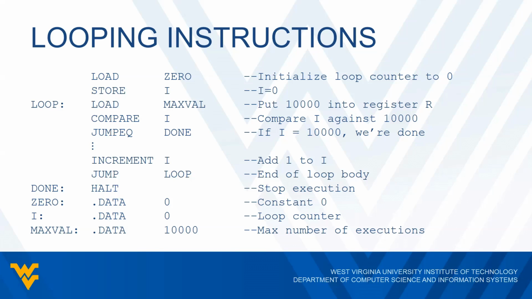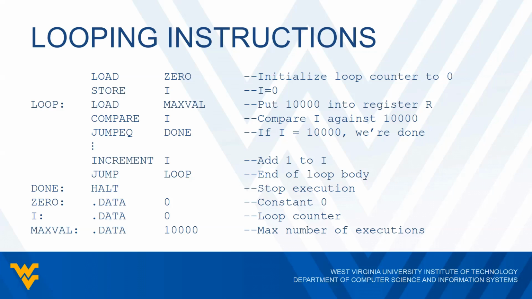We can easily translate this into assembly language. So let's take a couple minutes and look this over. At the bottom, we have 3 different values that we're storing. We have a 0, which is going to initially be 0, I, which is also going to be 0, that's going to be our loop counter, and then this max val. This is going to store the 10,000 for us and tells us the maximum number of times we're going to execute our loop. So now let's go to the very top.